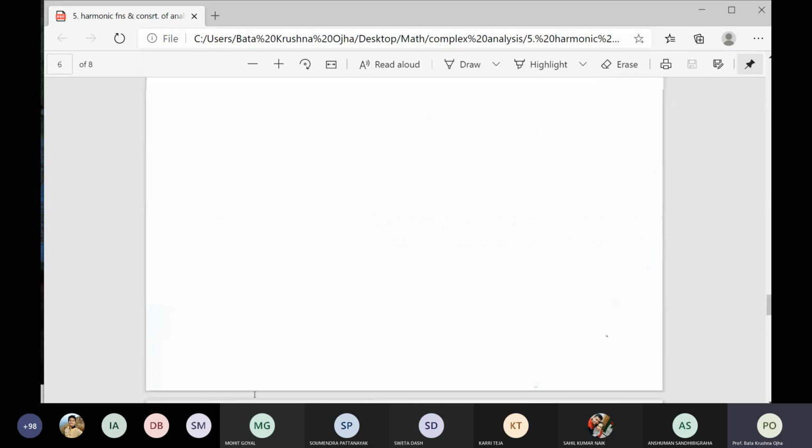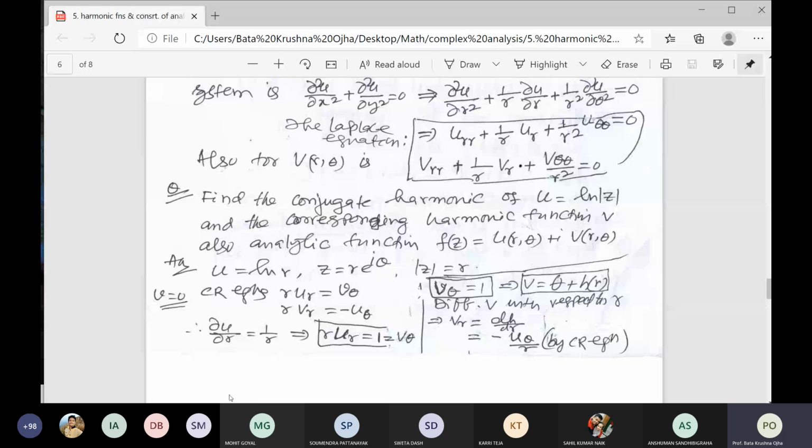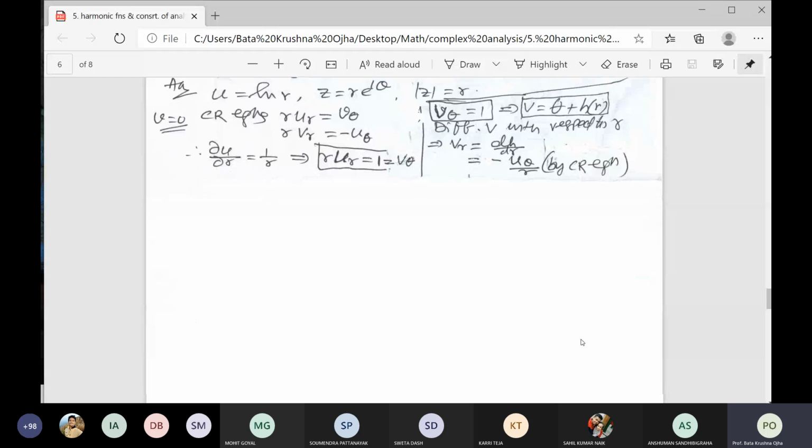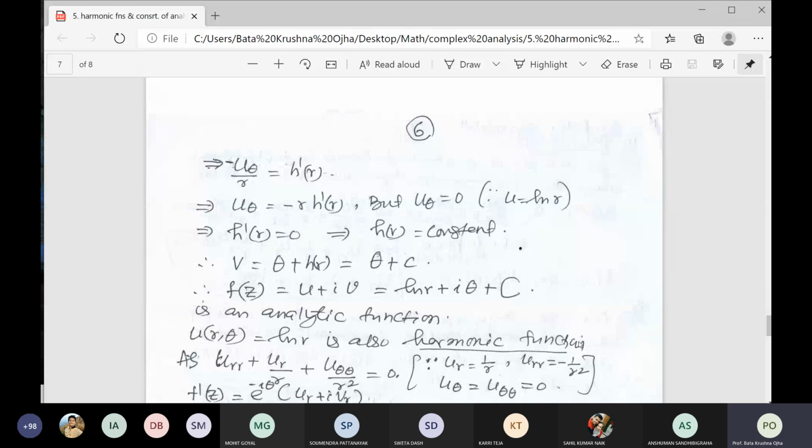So f(z) is equal to u plus iv, that is ln r plus i(theta plus c). That is in polar form. This question is meant for polar form. But if you don't know the polar equations, you can also check this with the harmonic function. u is a harmonic function.